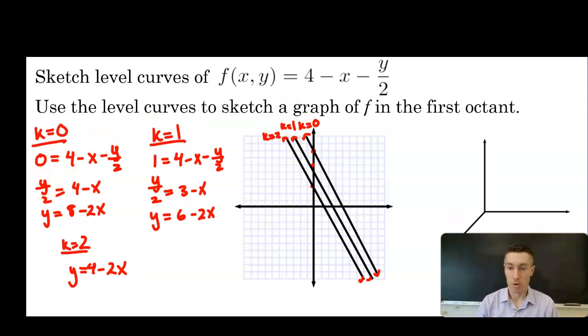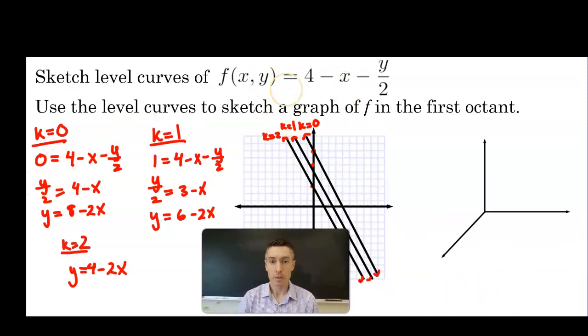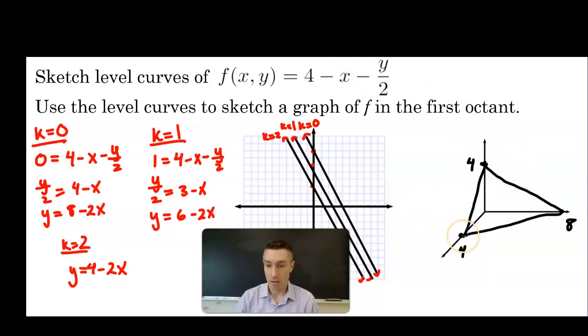So to help us out, we do know how to sketch a plane. So the z-intercept is going to be 4. The x-intercept is also going to be 4. And the y-intercept is going to be 8. So let's sketch that little triangular portion in the first octant. Okay, so in red, so basically here, this cross section, that's k equals 0.